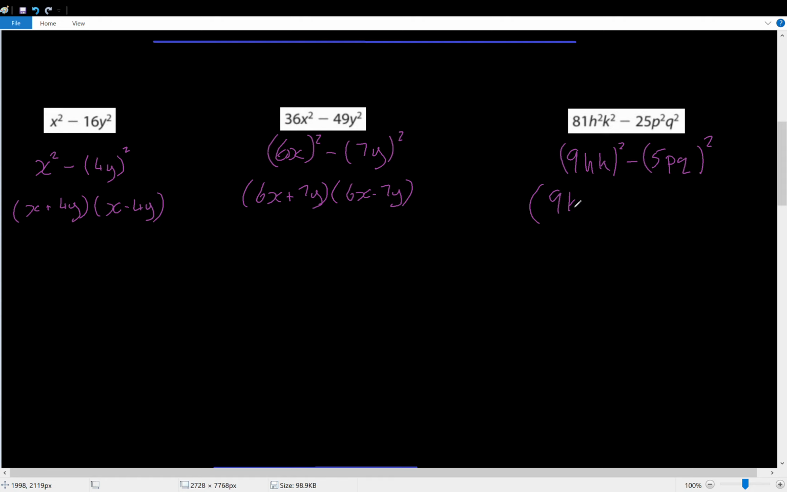So we have 9hk plus 5pq multiplied by 9hk minus 5pq. That's how you factorize the difference of two squares.